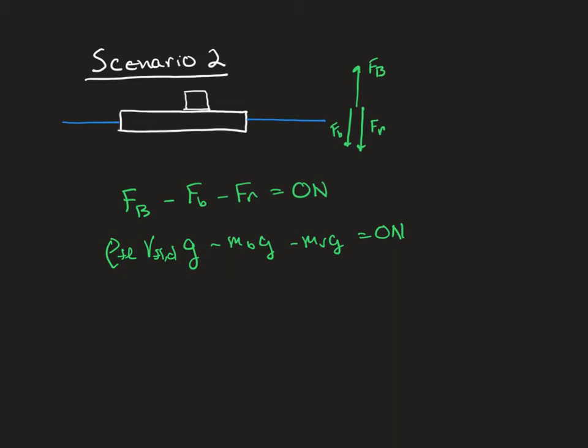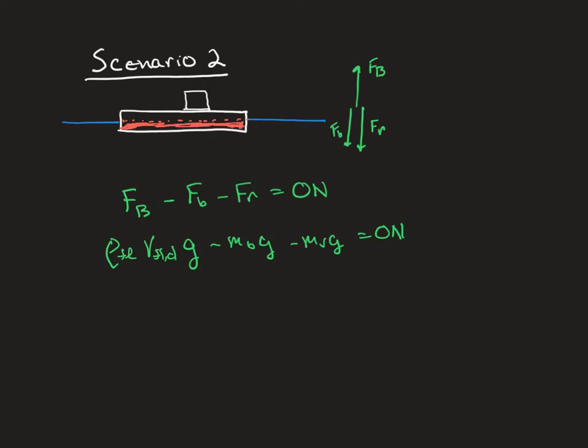Now, this time we're not fully submerged. So when we deal with this right here, it's not going to be the volume of the raft because not all of the raft is actually below the surface. We have a subset that is actually below the surface. So we have this volume in here. Remember, this goes into the page.